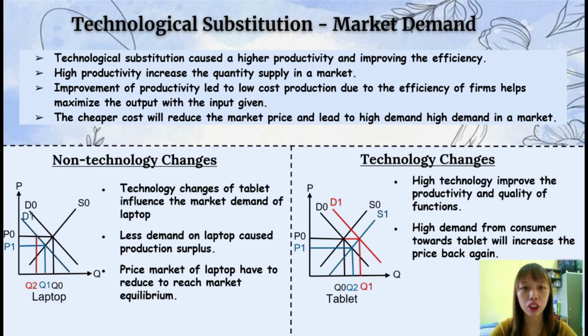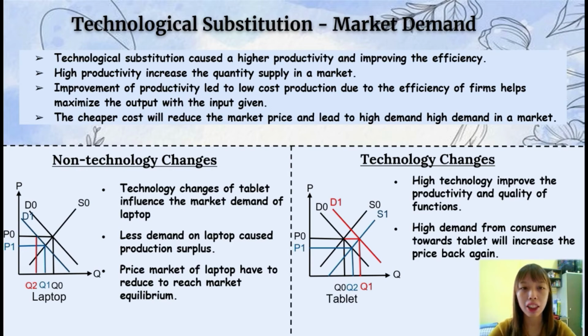When technology innovation happens in the market, it will increase the supply productivity as usual and the price will reduce. But there are a lot of different products in the market and every product may have its substitution product. For example, the one I'm using is the tablet and laptop. In the current generation, many firms are trying to use high technology to produce their tablets or even improve the quality of tablets.